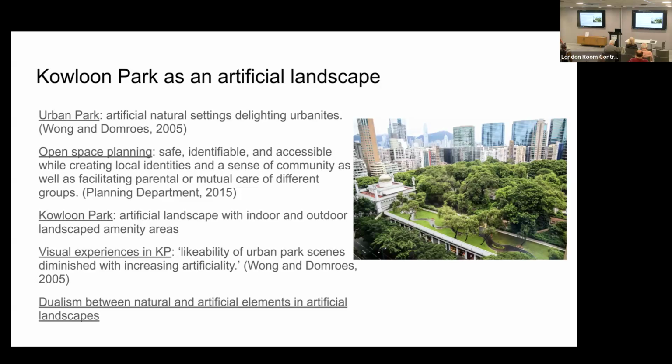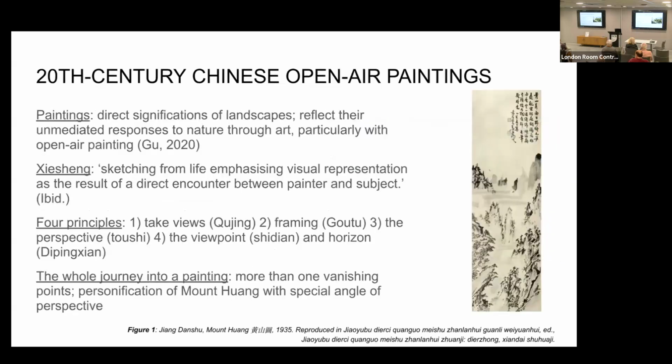And based on the research, they identified there is a dualism between natural and artificial elements in artificial landscape. But does that mean those artificial elements are optional or unpreferable? No, that's not really true. And I will explain more on that in the later part of my research.